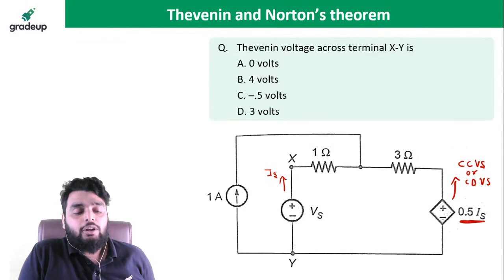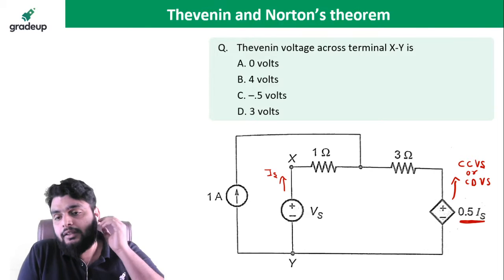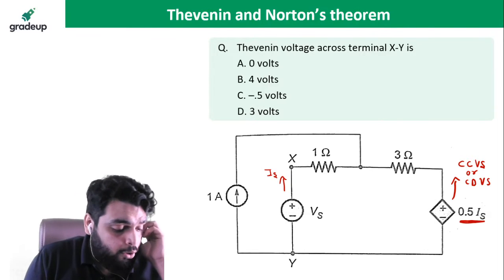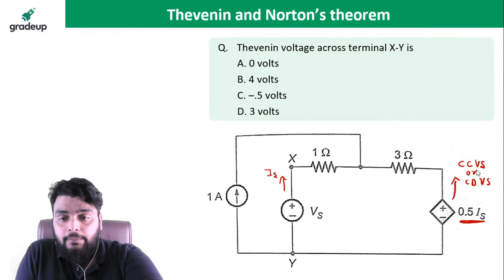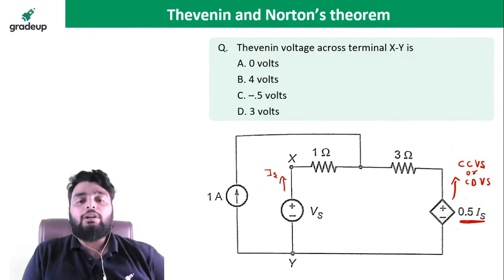So first of all, you need to identify which type of source this is. Current dependent voltage source. Okay, correct. Everyone is giving the right answer. Correct. Now let's solve this question.